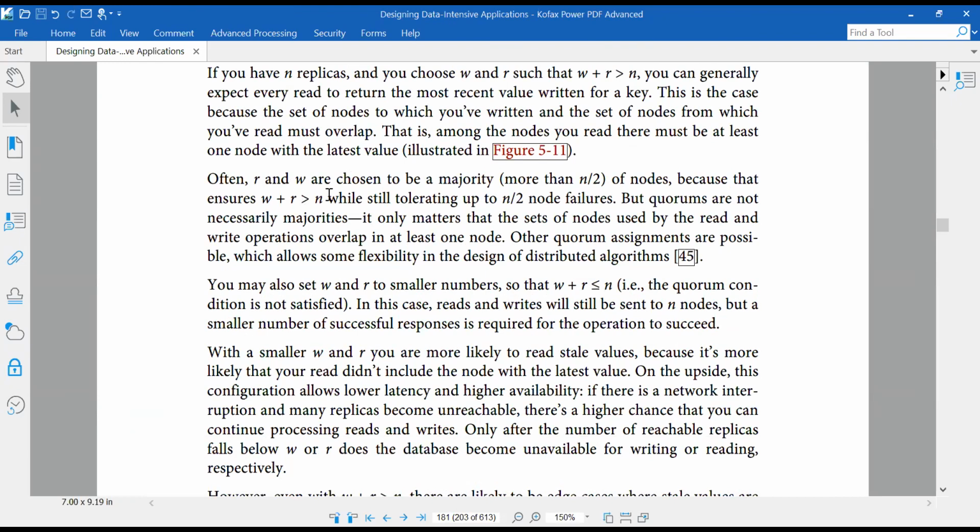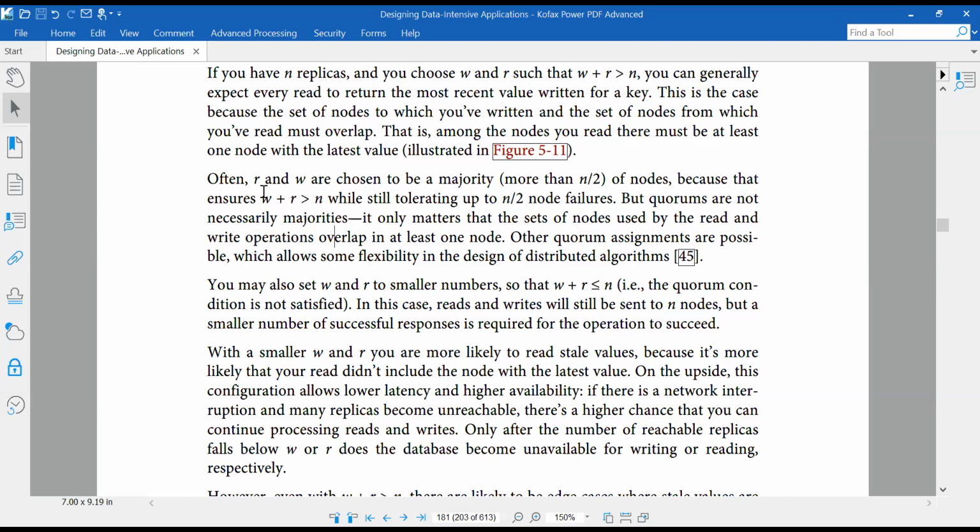Often R and W are chosen to be a majority, more than n by 2 of nodes, because that ensures W plus R greater than N while still tolerating up to n by 2 node failures. But quorums are not necessarily majorities. It only matters that the sets of nodes used by the read and write operations overlap in at least one node. Other quorum assignments are possible, which allows some flexibility in the design of distributed algorithms.